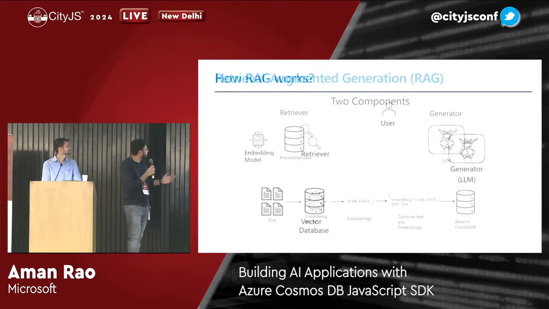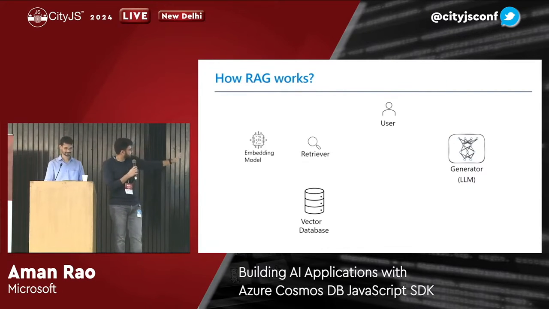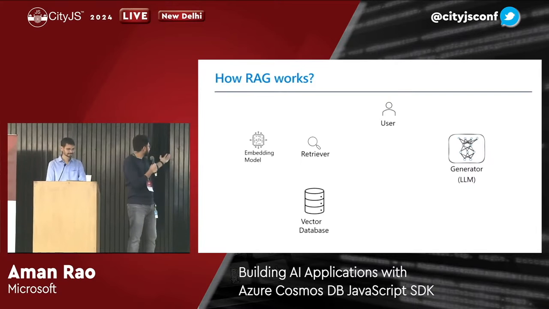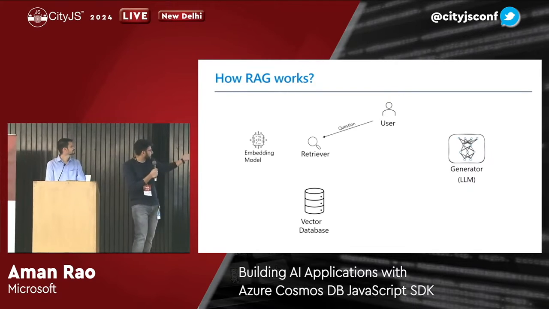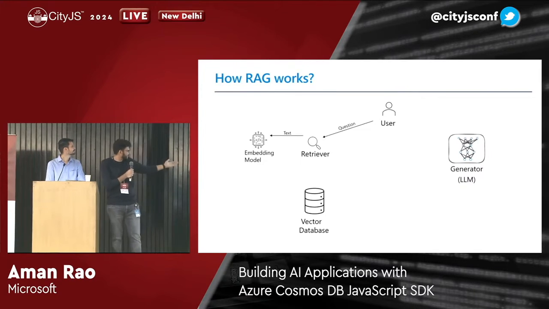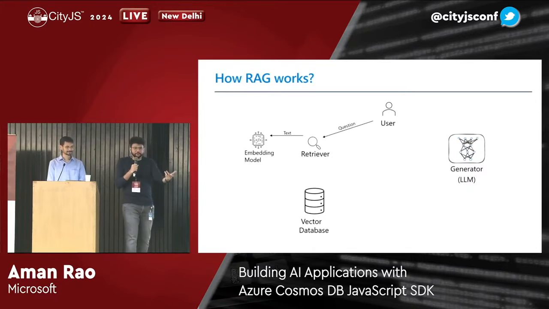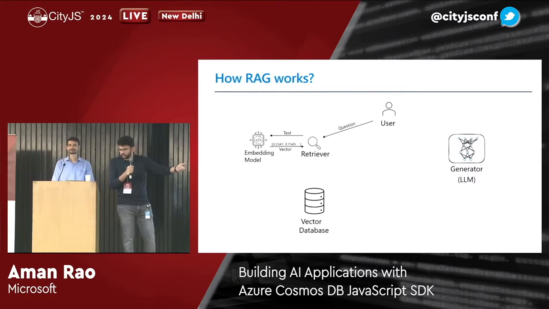All right, now just an overview of how this application was actually built. The user, in this case Manik, prompted the question, when is the lunch, and that got sent to the retriever. The retriever sent that question to the embedding model to convert it into embeddings. Then the embedding model returned the embedding for that question.